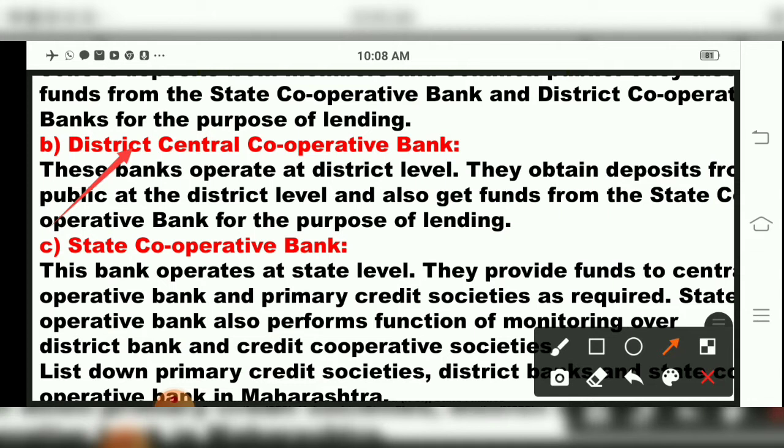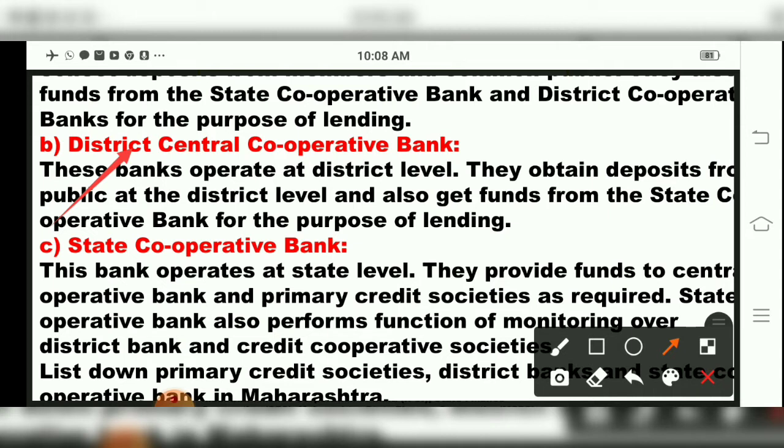Now district cooperative bank, so for example, whichever village is under a district, and whatever their state will be, according to the state, this particular village, this place will get funds for the purpose of lending, means to give loans to the people. So which bank? District Central Cooperative Bank.